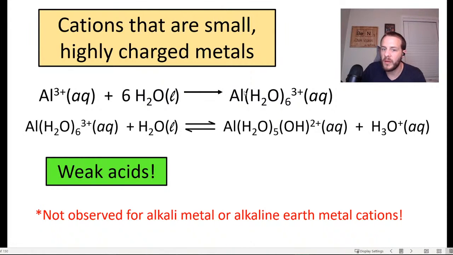And then this whole thing, this Al with 6 waters on it and a charge of 3+, actually reacts with water. It donates a proton to a water and it acts as a weak acid itself. So if you have a small, highly charged metal like an aluminum ion, or maybe iron 3+, the ferric ion, Fe3+, or chromium, a lot of those transition metals would fall into this category. But this does not apply to alkali metals or alkaline earth metal cations. So that would be the third category of cations, right?